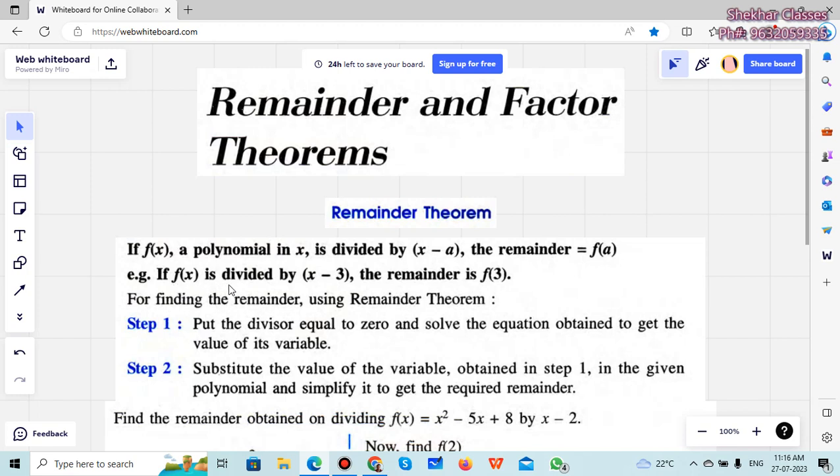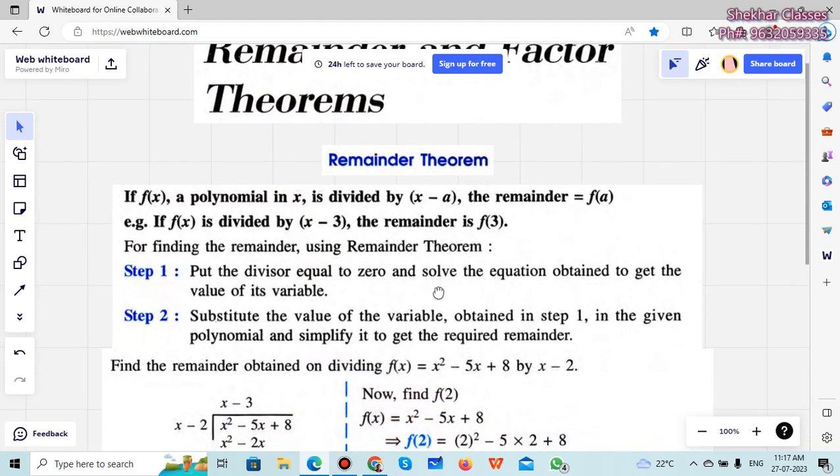Example, if f of x is divided by x minus 3, the remainder is f of 3, a function of 3. The word f means function. Function of x, function of 3. And I do not know how much you have understood from here. What it basically means will be understood if I take an example.